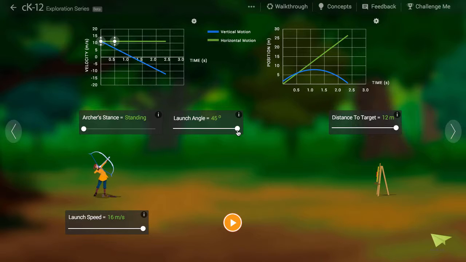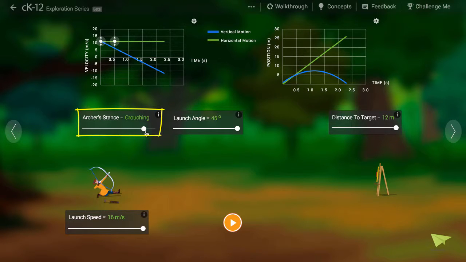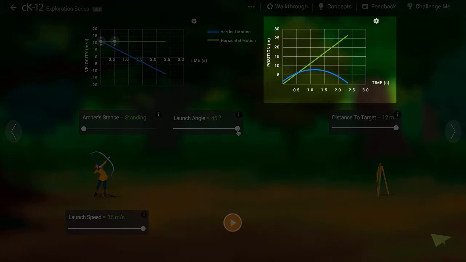We can adjust the initial vertical position of the launched arrow by adjusting the posture of the archer. She can be standing, kneeling, or crouching. Looking carefully at the graph at right, we can see that the initial vertical position of the arrow at time t equals 0, represented in blue, increases and decreases as we adjust her posture.